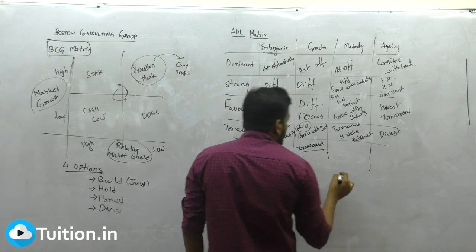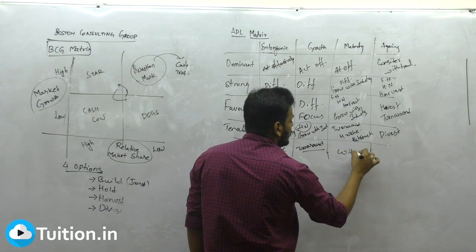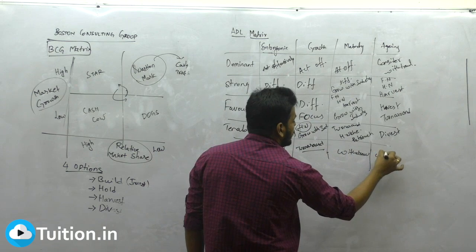Turnaround. See, a weak company, when it reaches maturity, it will withdraw. Here though, it will withdraw undoubtedly.